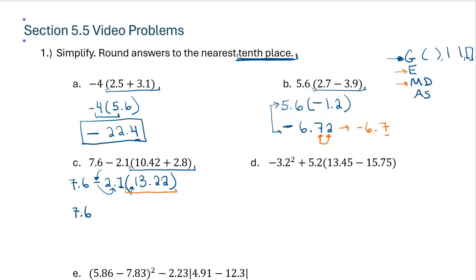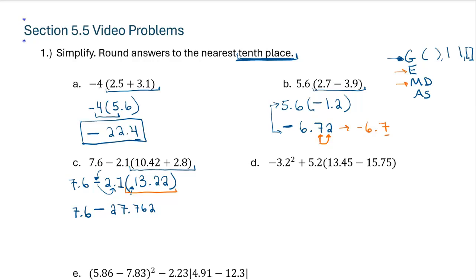So as in the previous problems, I'm going to place my negative first, and then I run my calculation and do 2 1/10 times 13 22/100, and I get 27 762 thousandths. Okay, the fact that the negative in front of the 2.1 is the same as multiplying by a negative 2.1 is really important.